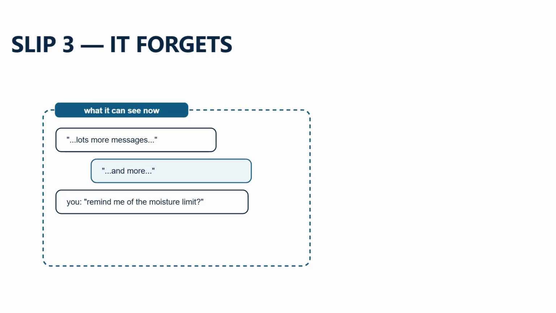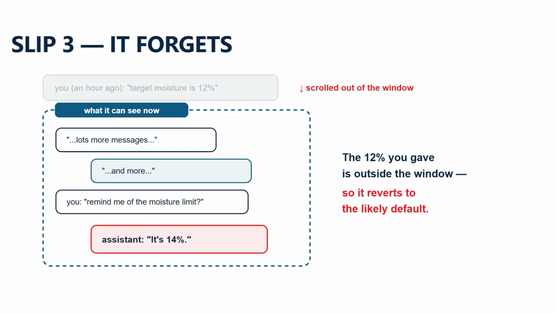Slip 3 we already set up earlier. It only sees a limited window. In a short exchange, fine. But in a long conversation or a new one tomorrow, a detail you gave it early can scroll right out of view. You told it the target was 12% an hour ago. That is now outside the window, so it quietly falls back to whatever is most likely and hands you 14 again. It is not being careless, it genuinely cannot see what dropped out. The longer the chat, the more you have to keep the important facts in front of it.